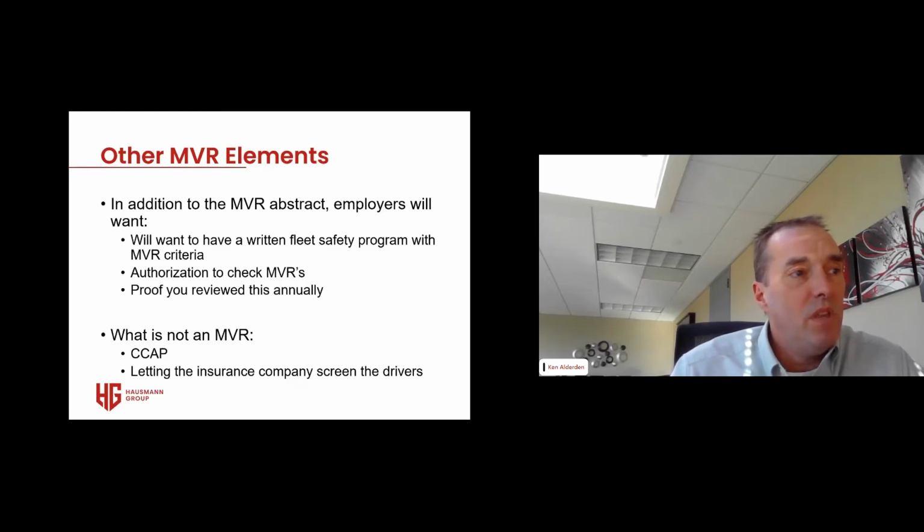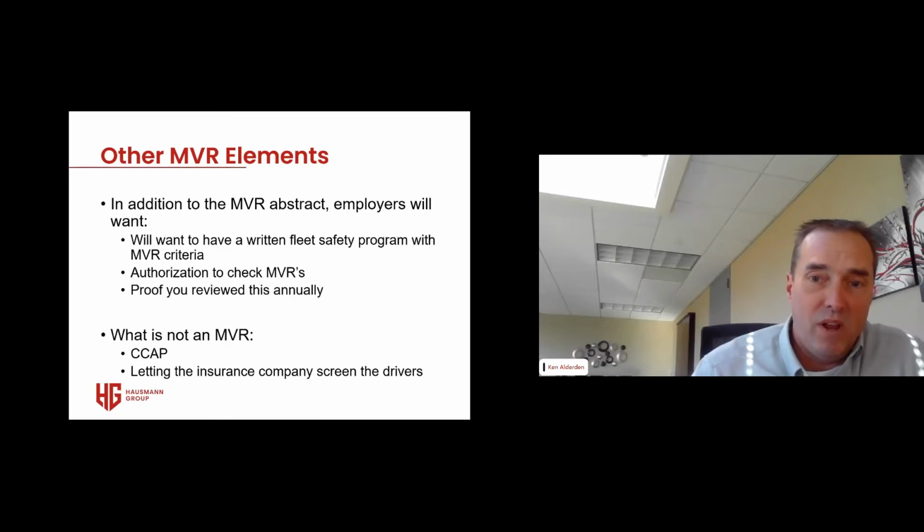And then again, a couple things that are not MVRs. I already talked about the last one, letting your insurance company screen your drivers. It's not a good idea. They won't share that MVR with you. At least they shouldn't, because that's a violation of the Fair Credit Reporting Act to share driving record information. So what you're going to get is a thumbs up or thumbs down, or maybe a little explanation why they weren't acceptable. But that is not a driving record. FMCSA regulations require you to have a copy of their driving record listed.